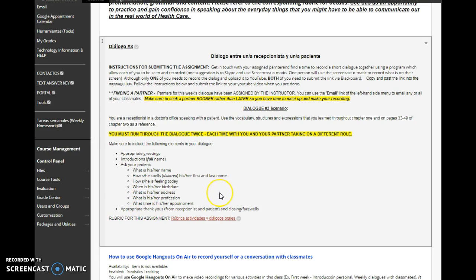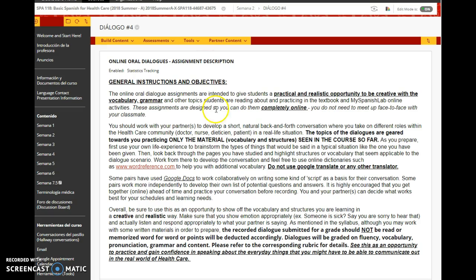You really need to make sure you know your letters and your numbers to help with giving birth dates and addresses, as well as being able to spell your name. Remember, again, you'll do these dialogues twice, okay? So you'll need to switch roles between each time. Okay?